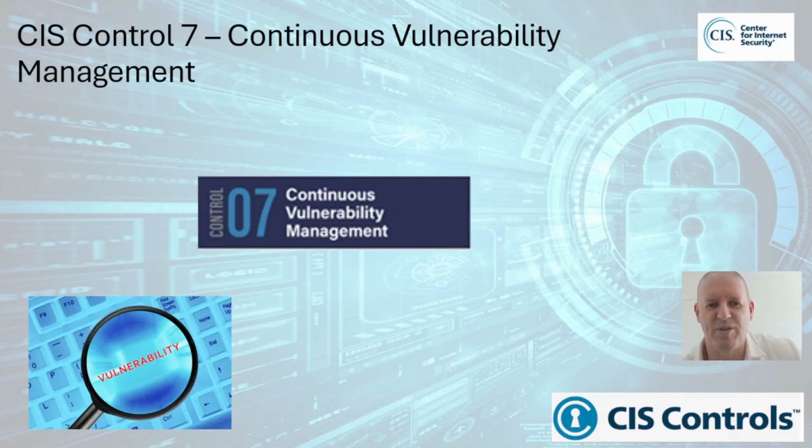Why is this control important? 1. New vulnerabilities emerge daily across operating systems, applications, and network devices. 2. Attackers exploit known weaknesses that organizations fail to patch in time. 3. Continuous management ensures that vulnerabilities are identified and resolved promptly. 4. Reduces the attack surface and strengthens the organization's security posture.